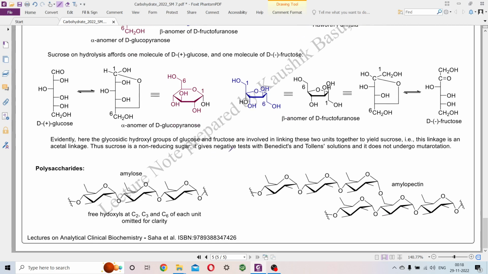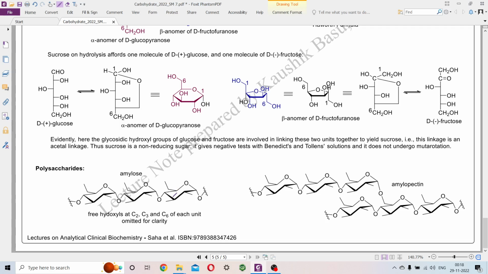And finally, we talk about a little bit of polysaccharides. Polysaccharides are long chain carbohydrates where many monosaccharide units are connected to each other. One such polysaccharide is starch, out of which two components are very much identifiable. One is the amylose, the other is the amylopectin. As you can see, amylose is the straight chain one, whereas amylopectin is basically branched.